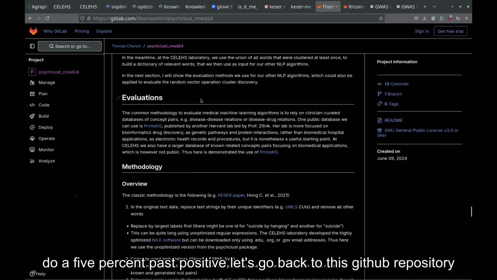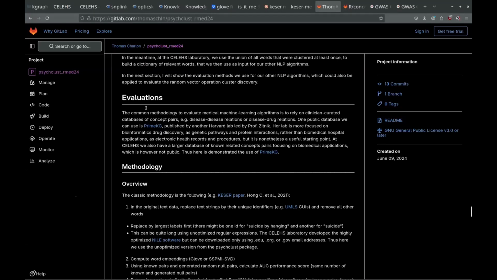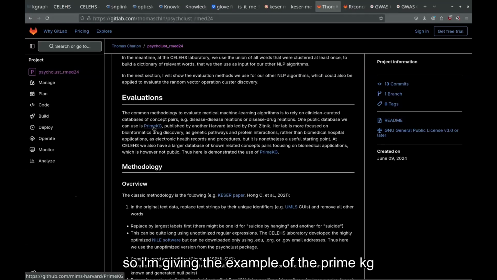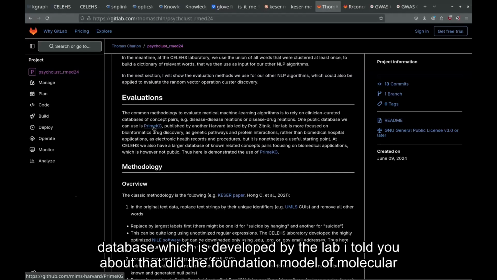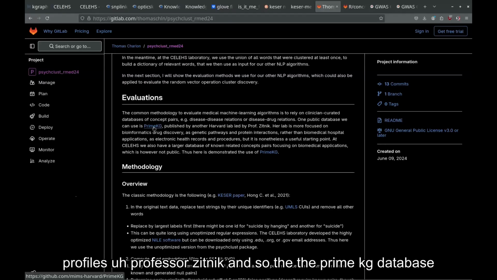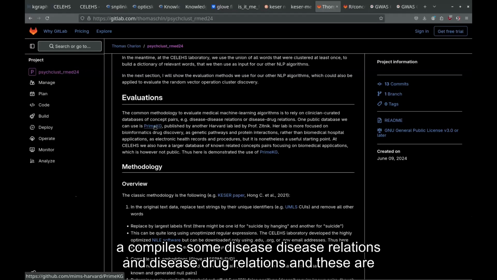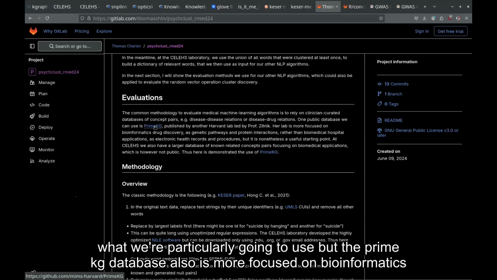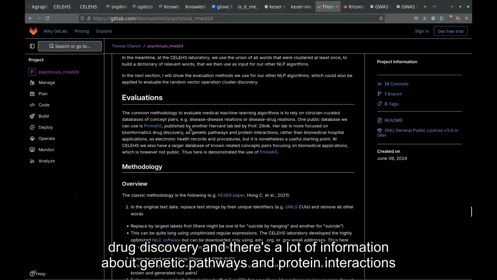Let's go back to this GitHub repository. So I'm giving the example of the PRIME-KG database, which is developed by the lab I told you about that did the foundation model of molecular profiles, Professor Zitnik. And so the PRIME-KG database compiles some disease-disease relations and disease-drug relations. And these are what we're particularly going to use. But the PRIME-KG database is also more focused on bioinformatics drug discovery, and there's a lot of information about genetic pathways and protein interactions.